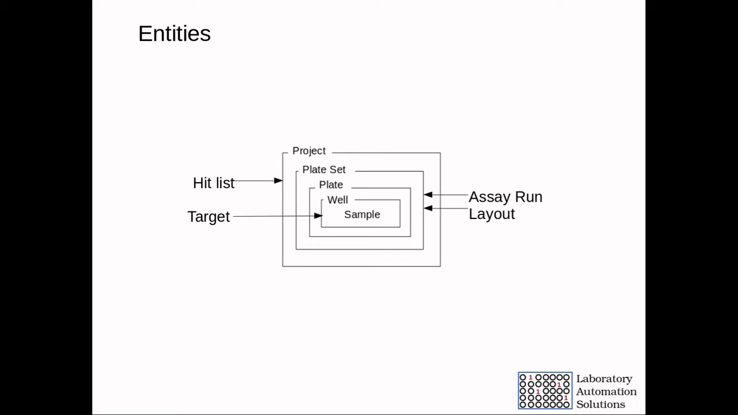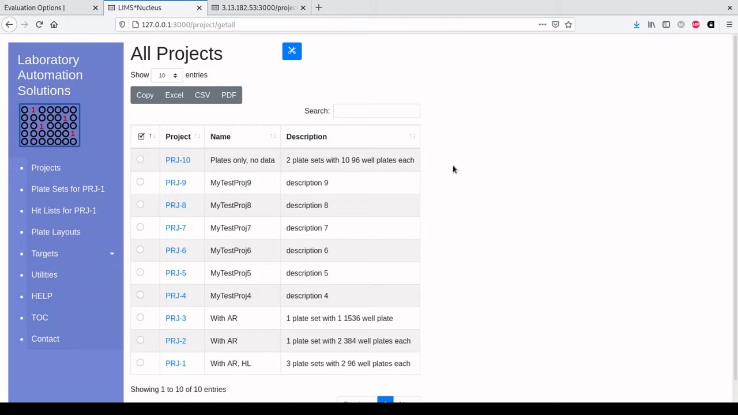LIMS Nucleus works with a series of nested entities. The highest level entity, a project, contains plate sets which contain plates. High-level entities like projects, plate sets, and plates each have a dedicated page that includes a tool icon that contains activities appropriate to that entity.